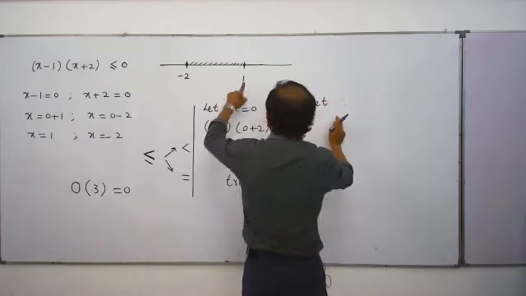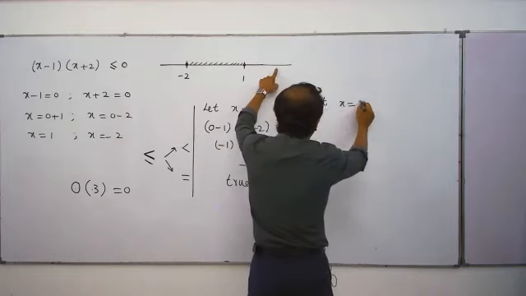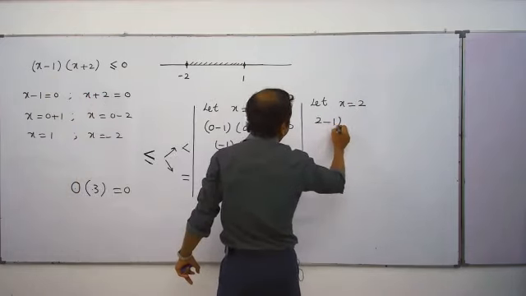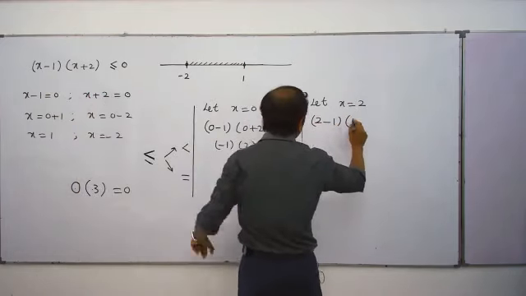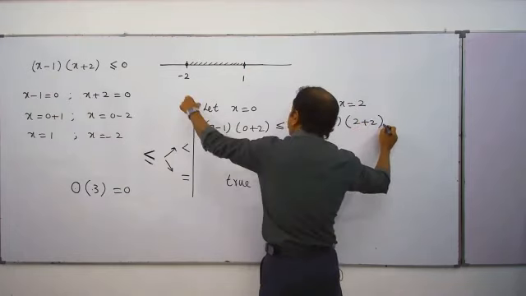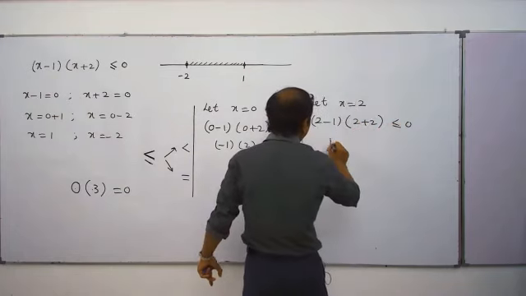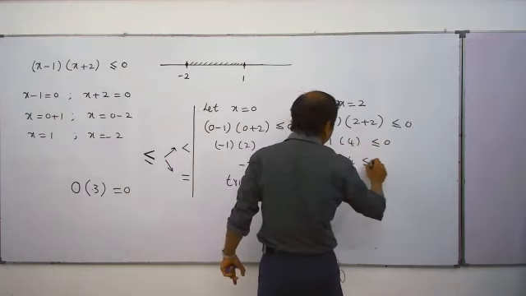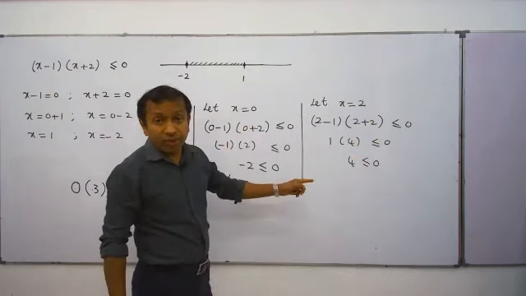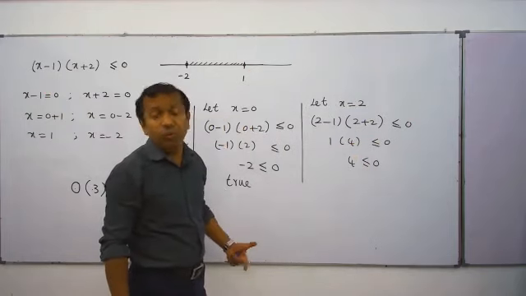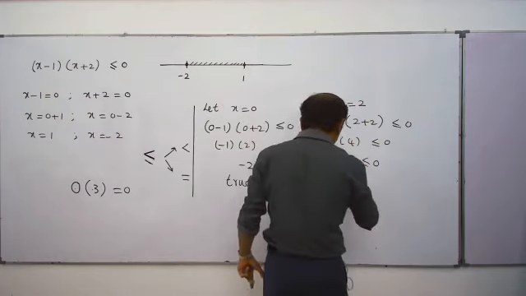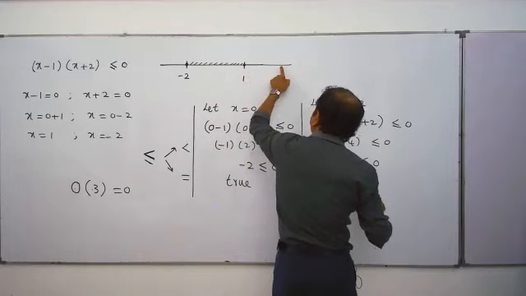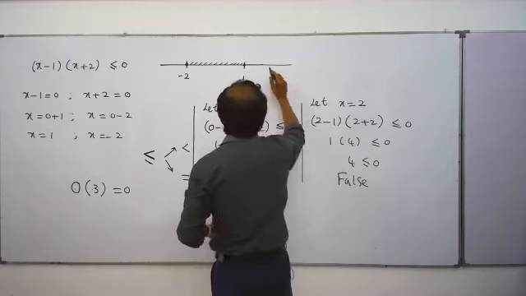Let me take a value in this interval, x is 2. Put that 2 where here? 2 minus 1, right, and 2 plus 2, less than or equal to 0. Here 1, here 4. 4 less than or equal to 0. Is this true, people? 4 less than 0? Oh, 4 equals 0? True? No, not true. False. If you substitute any other value for x from this region, this is the false result you get. Therefore, this region we don't take.